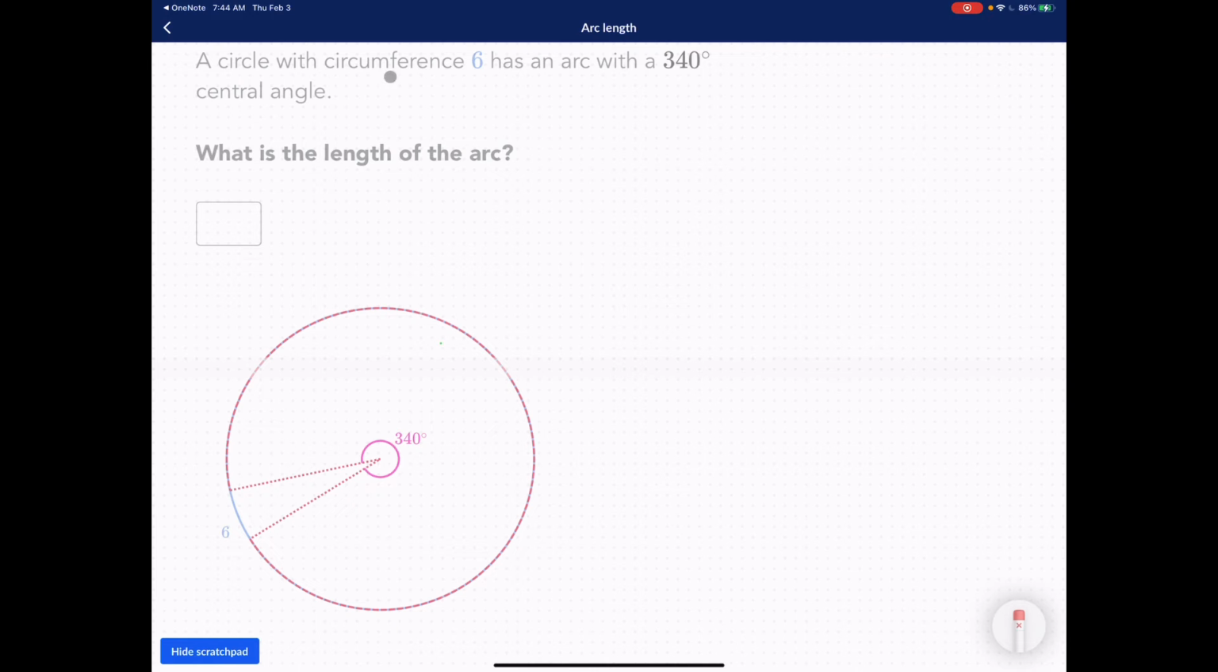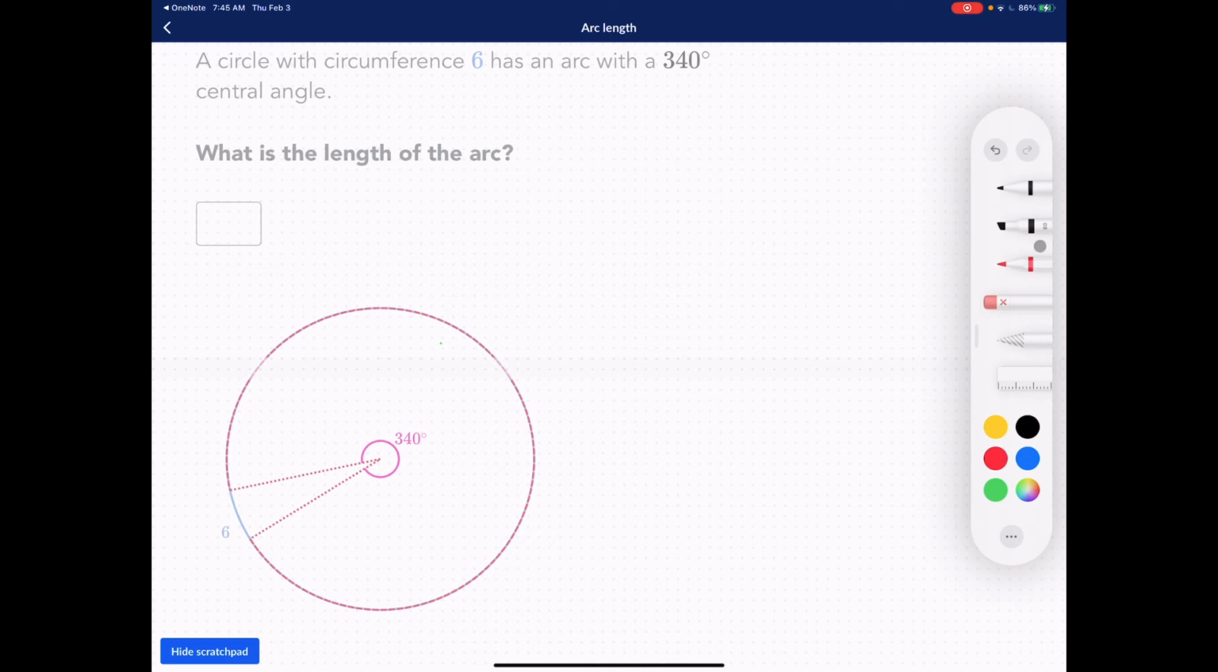So we got a circle with circumference 6. So this entire thing is 6. Don't let this confuse you, because I originally thought that this represented the arc was 6. No, the entire circle circumference is 6. With an arc with 340 central angle. So this right here is the 340 central angle, and we're trying to find this red length right here. And so I'm just going to do it with a different color. So that's red, and we're trying to find that entire length of that arc right there.